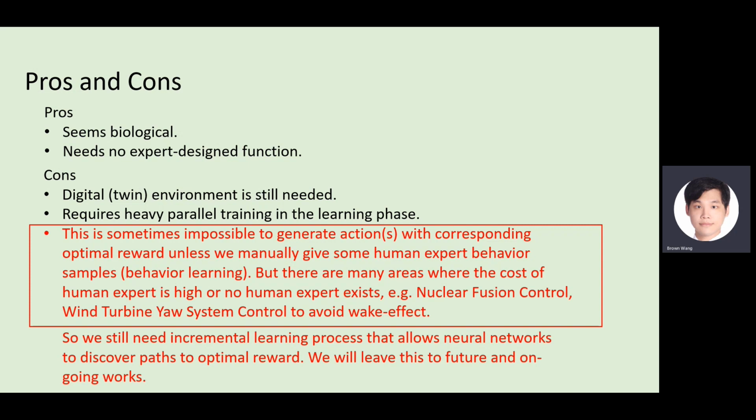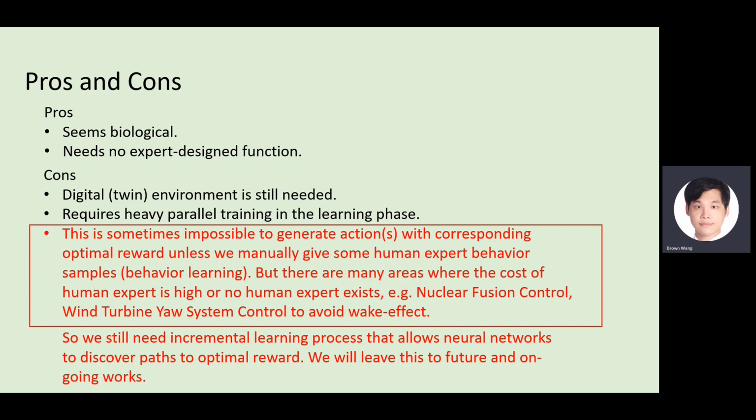Now we discuss the cons concerning deep deducing. First, it still needs a digital environment. Second, it requires very heavy parallel training in the learning phase. Third, and this is probably the most important con in our present work, it is sometimes impossible to generate actions with the corresponding optimal reward, unless we manually give some human expert behavior samples, which is behavior learning.